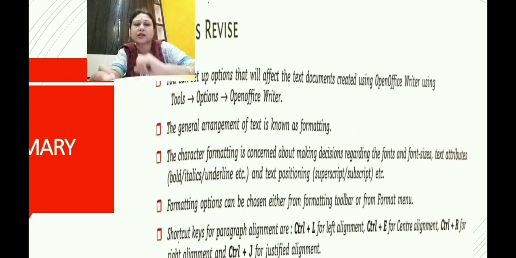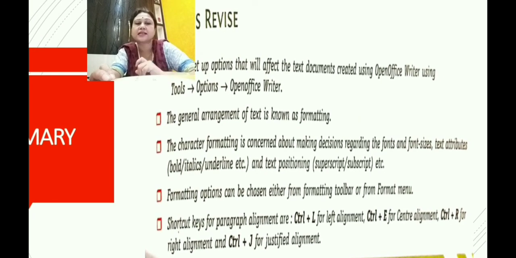Then there are certain shortcut keys for paragraph alignment: Ctrl+L is for left alignment, Ctrl+E for center alignment, Ctrl+R for right alignment, and lastly Ctrl+J is for justified alignment, that means justifying the text or the paragraph within a document. So these are the different topics which we covered in today's class.